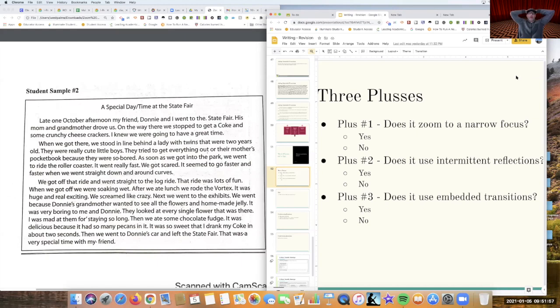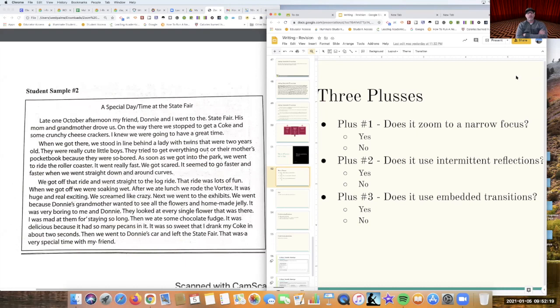And why is that? So we have 2 types of focus: the umbrella focus and the location focus. So the location, we know we're at the state fair, but we have some issues.